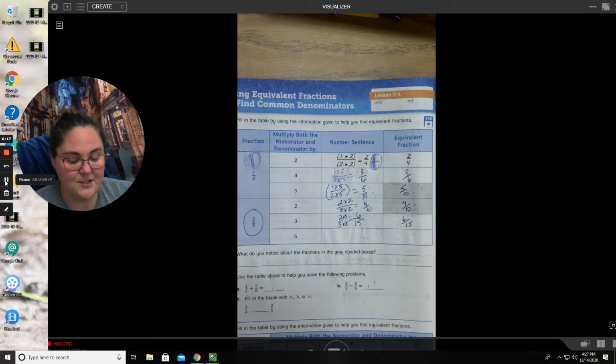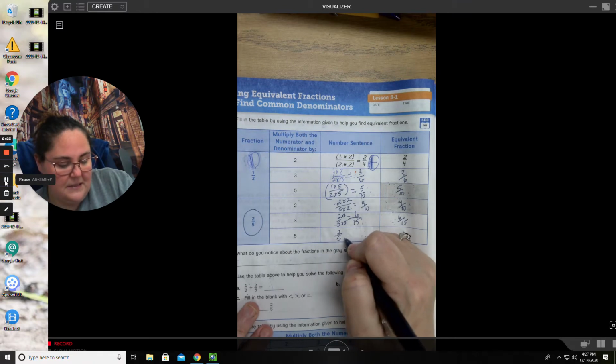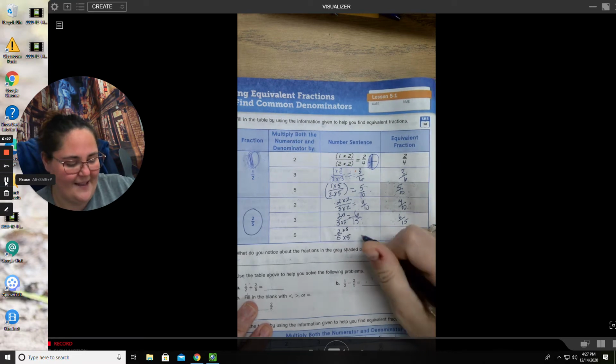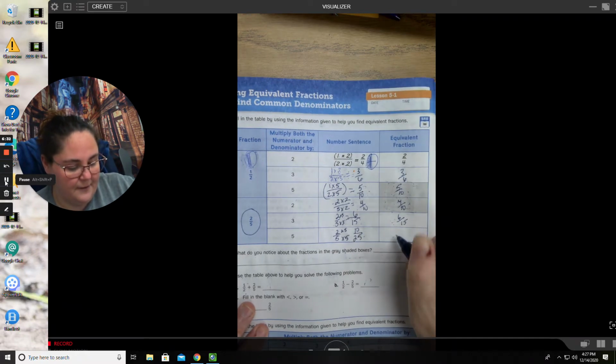All right, let's multiply 2/5 times 5 over 5. 2/5 times 5, whatever I do to the bottom, I do to the top. That's how I think it. 2 times 5 is 10. 5 times 5 is 25.